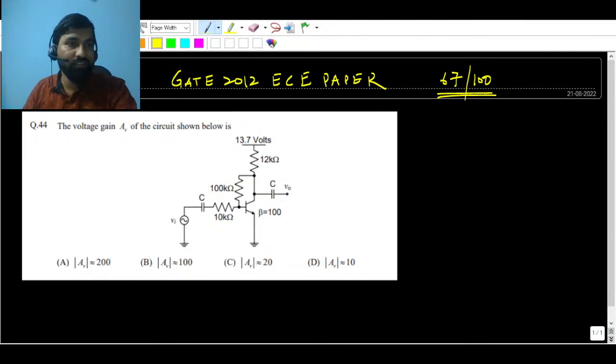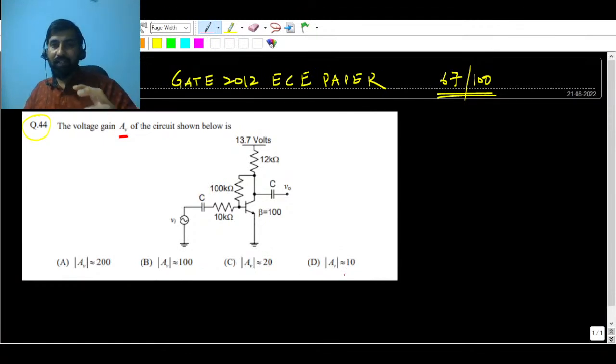What they are asking is the voltage gain AV of the circuit shown below. One single transistor is given, and they have also connected a 100 ohm resistor from base to collector, which means they have given feedback as well. The options are beautifully framed: the magnitude of the voltage gain, mod of AV, is approximately 200, approximately 100, approximately 20, approximately 10. You have to be very careful about these.